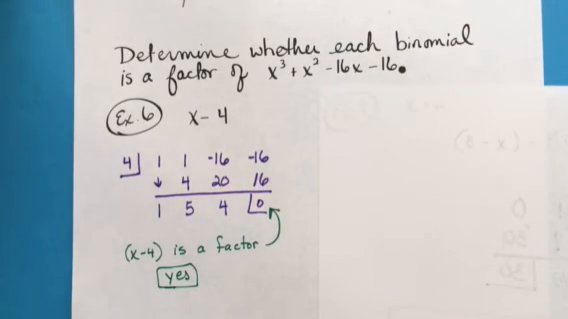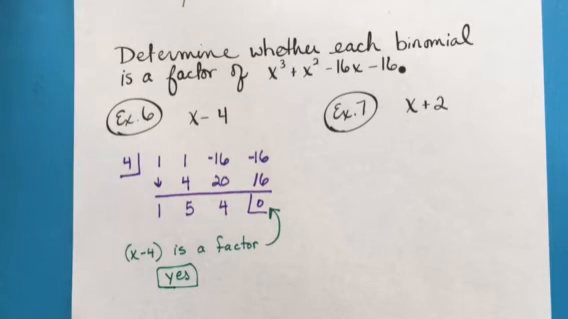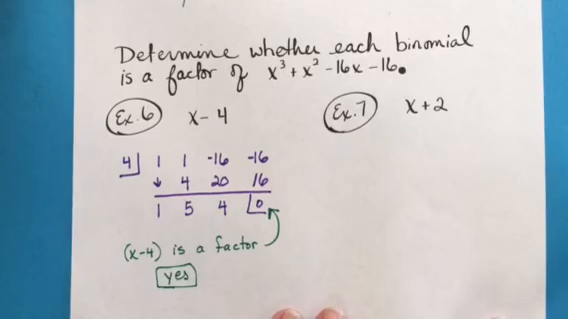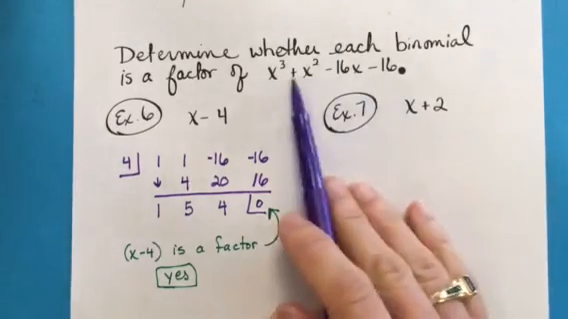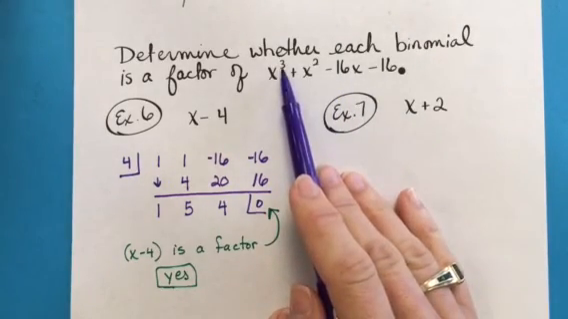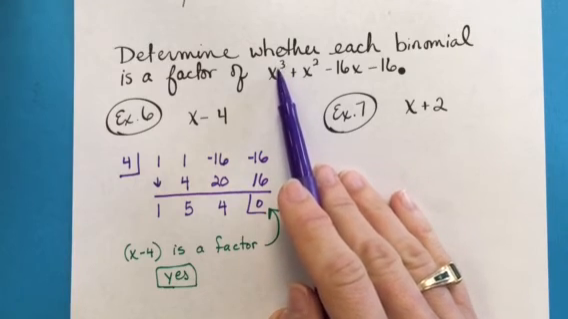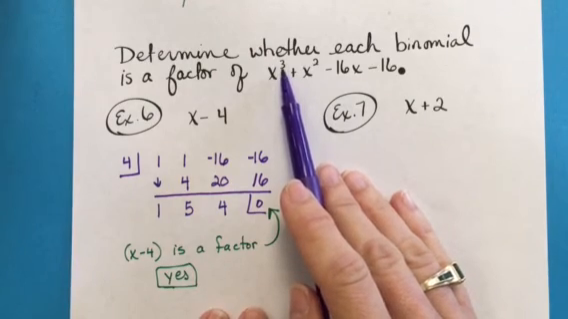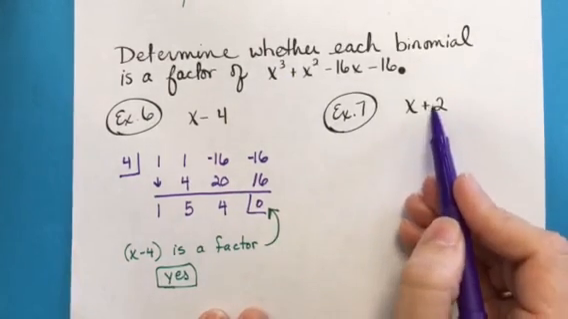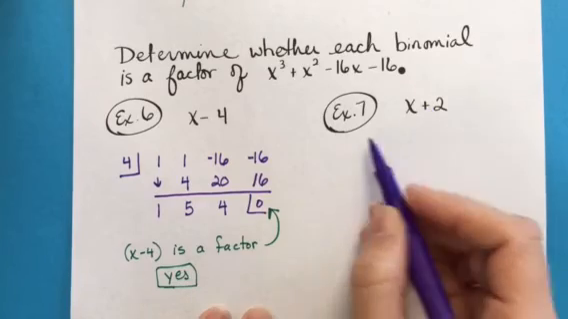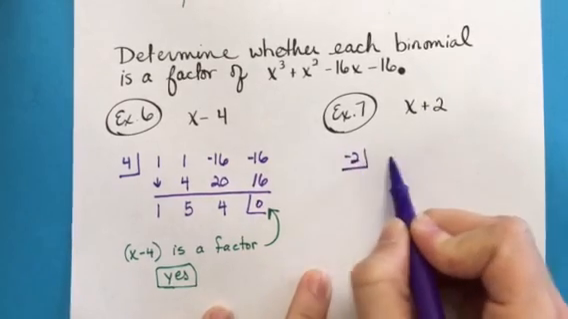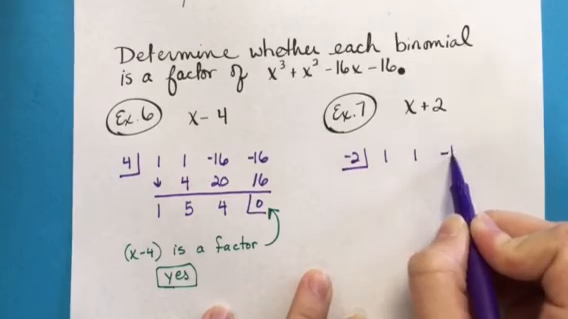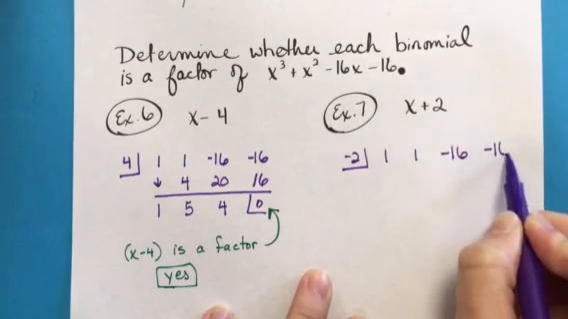Okay, let's check this one. This time we want to know if x plus 2 is a factor. Now, this is going to have 3 factors. Of course, we've already talked about the fact that your exponent will tell you how many answers. It also tells you how many factors. So it has 3 factors. Okay, I need the opposite of my constant here, so that's going to be a negative 2. And I'm going to have the 1, 1, negative 16, and negative 16 again.